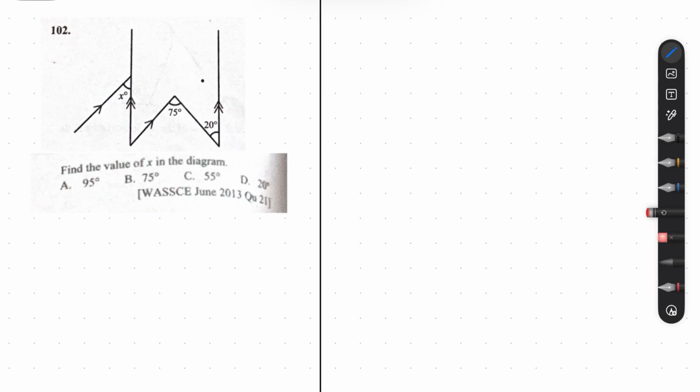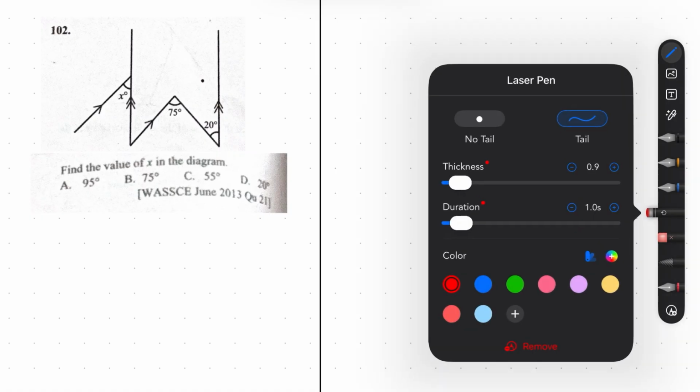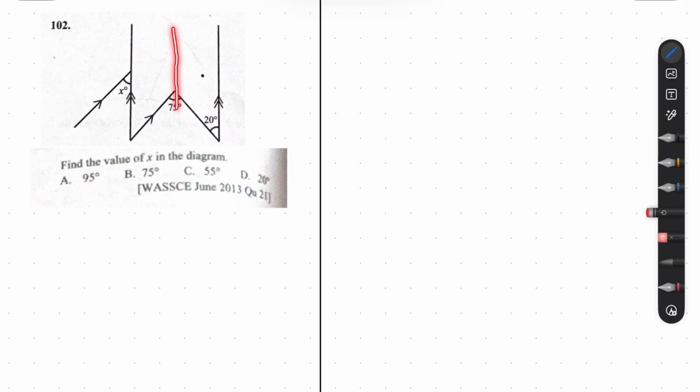Cool. The question says we should find the value of x in the diagram. So the angle we are trying to find is what? X, right here. This angle, x. Cool. Now, to be able to find this angle x, we first need to draw a line right here, a line through this point. Okay. So we can have a line that is parallel to this and this. So let's do that quickly.